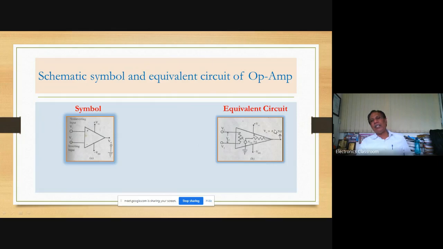This is the equivalent circuit of the operational amplifier. Looking at the input side, there are 2 inputs, V1 and V2. V1 is non-inverting, V2 is inverting, and in between I have shown a resistance. That resistance, measured between the 2 inputs V1 and V2, is known as the input resistance, denoted by Ri, and for the ideal operational amplifier it is infinite. Infinite resistance means that the circuit is an open circuit.